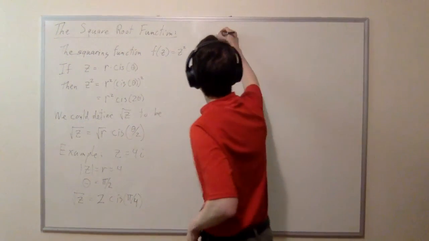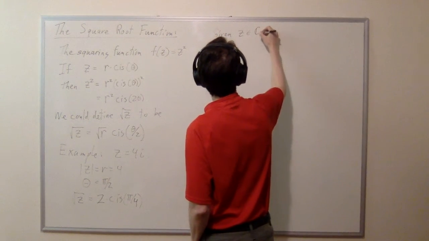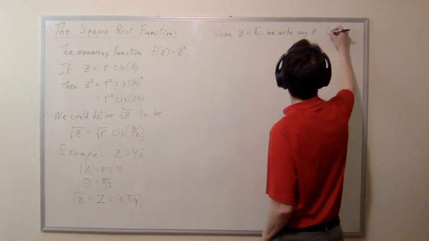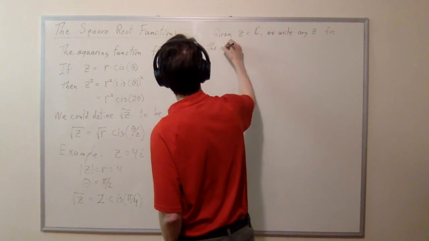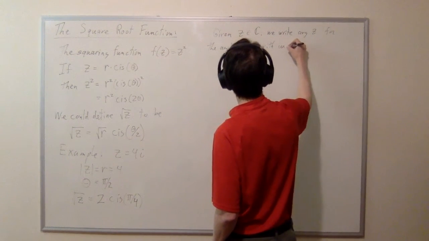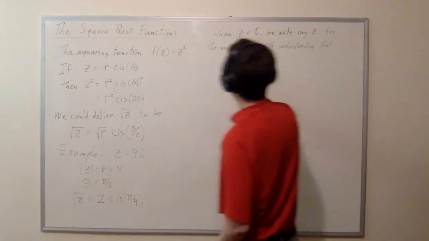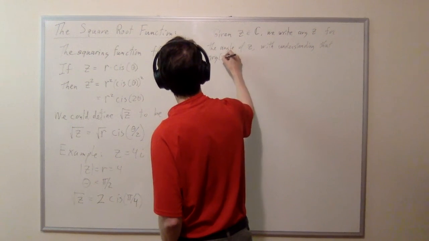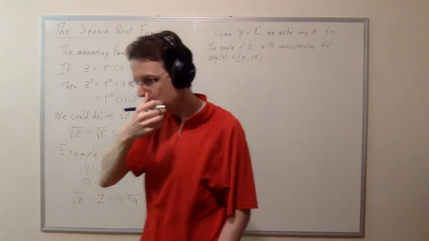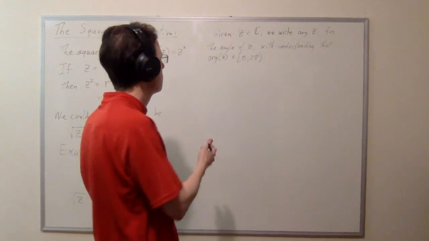So this brings us to the argument function. So given z in the complex plane, we write arg z for the angle of z, with an understanding that the argument has to lie in a certain range. So the argument of z has to lie in the range from 0 to 2 pi. But this is basically the angle as a function of z, and this is not the only option for how to write that angle.